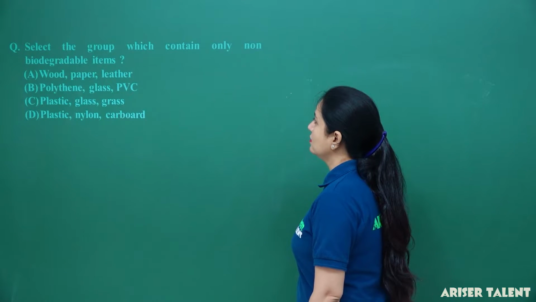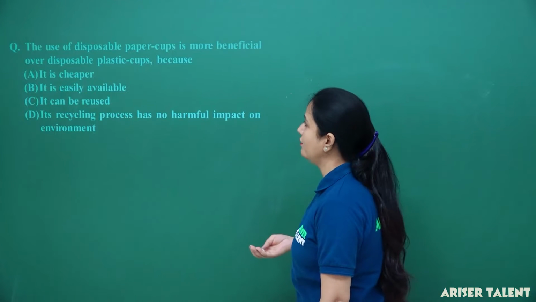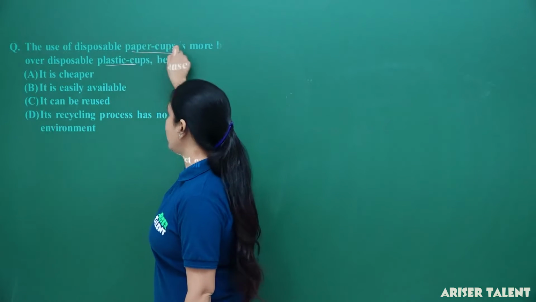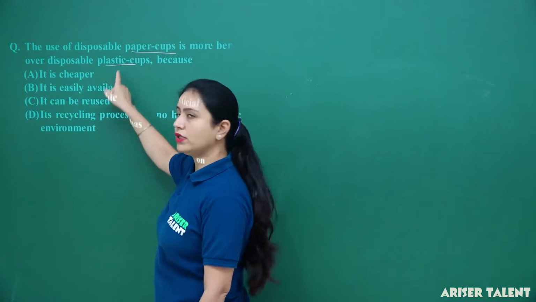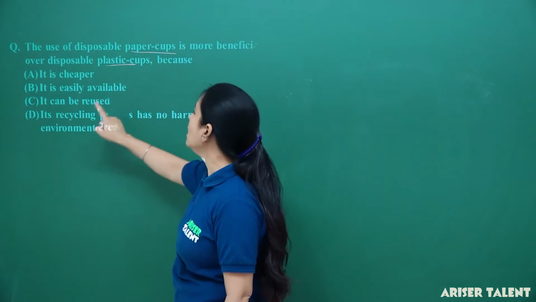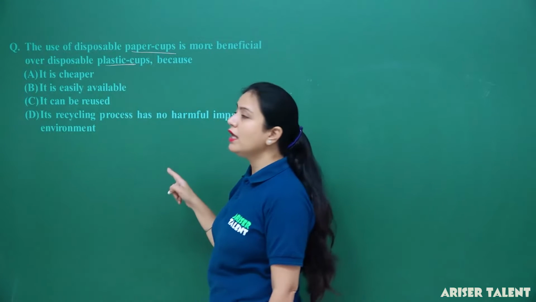Next is, the use of disposable paper cups is more beneficial over disposable plastic cups. Why? It is cheaper. Okay, it is easily available. Both are easily available in the market. It can be reused. No. Its recycling process has no harmful impact on the environment.